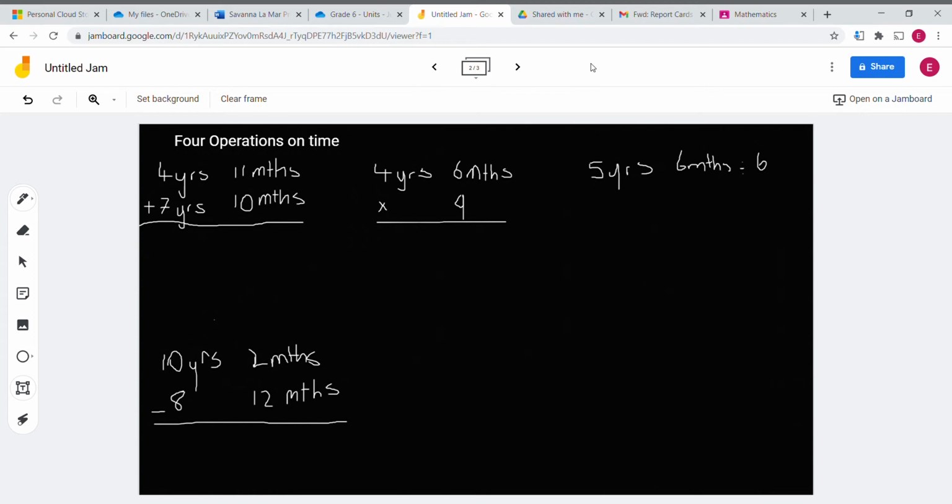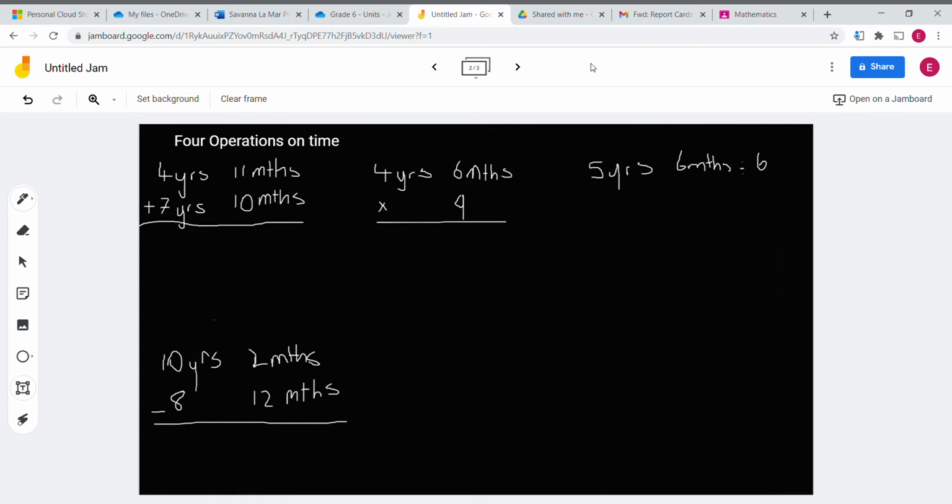So let's look first at the addition. So you have 4 years and 11 months plus 7 years and 10 months. So what we're going to be doing is adding this. So we'll go ahead and add like we would any normal addition. The only thing is that because you're looking at two different units of time, because years is one type of unit for time and months is another type, we can't just add everything together. We have to add them separately.